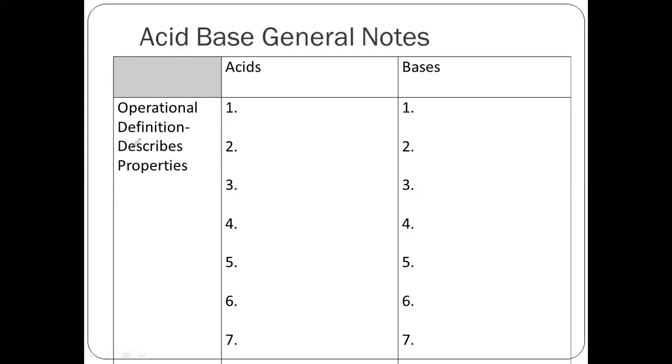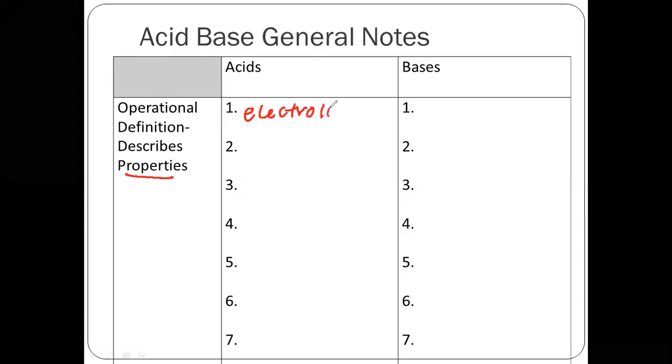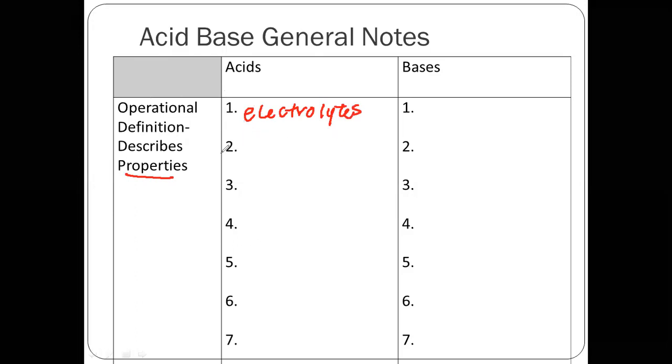Okay, so operational definition of acids and bases just means what are their properties. So acids are electrolytes. That means they conduct electricity when they're in solution. They dissociate into ions. So remember, more moving ions you have, the more conductive they are. Acids taste sour, like a lemon. The pH is less than 7.